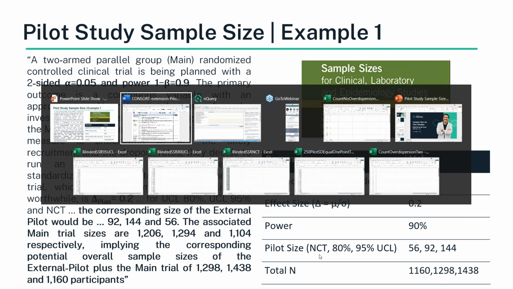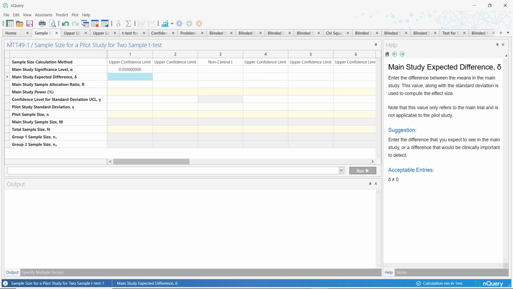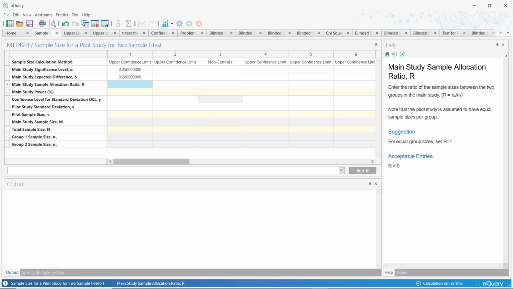And so what we're going to do is go into nQuery and replicate those results from the McKean book. So we'll do in the first column the 80% UCL approach, in the second column the 95% UCL, and in the third column the non-central T approach. The first set of these parameters are all going to be the same across the three. We're going to make the simplifying assumption that the mean difference we're expecting is 0.2, and that the standard deviation, and therefore the variance, since the square root of 1 is 1, is equal to 1.